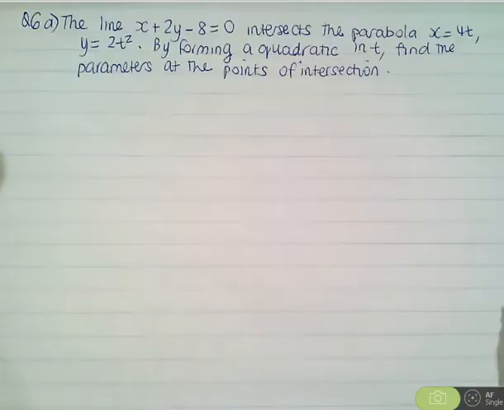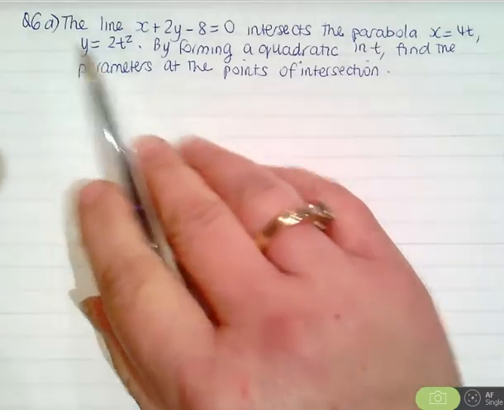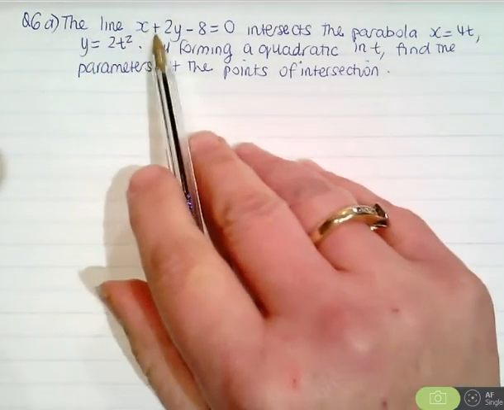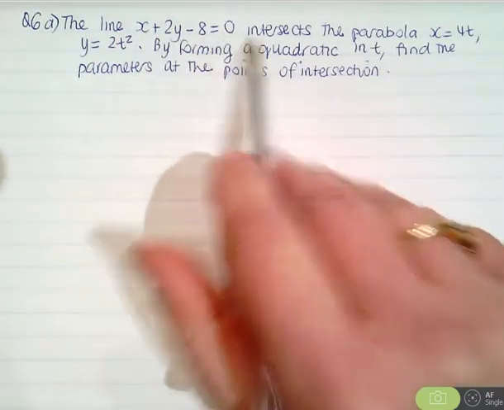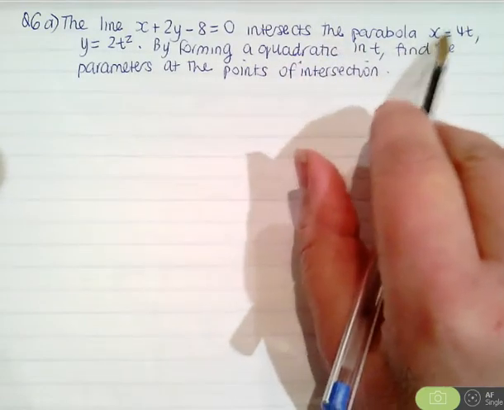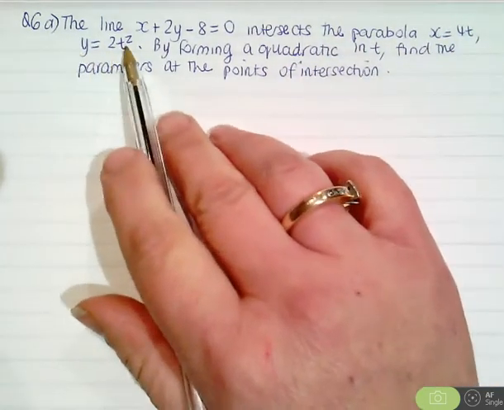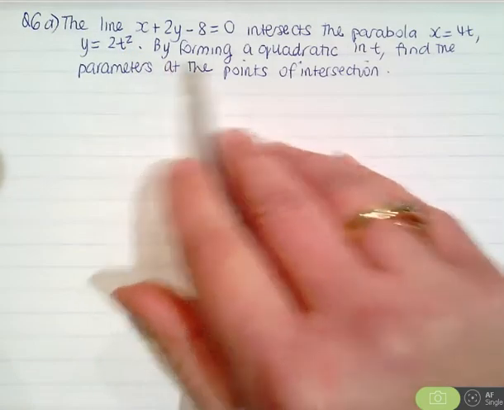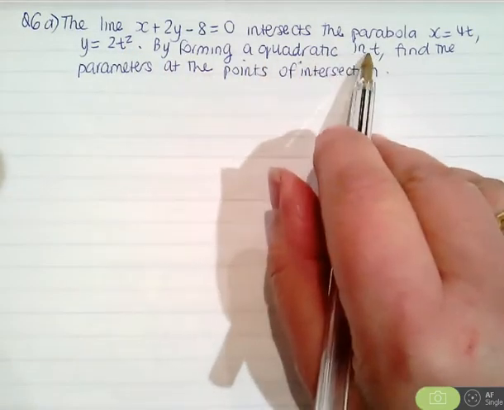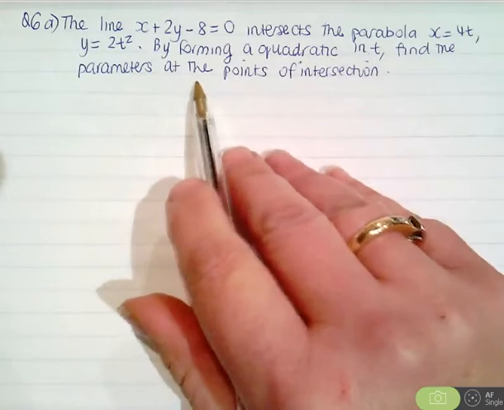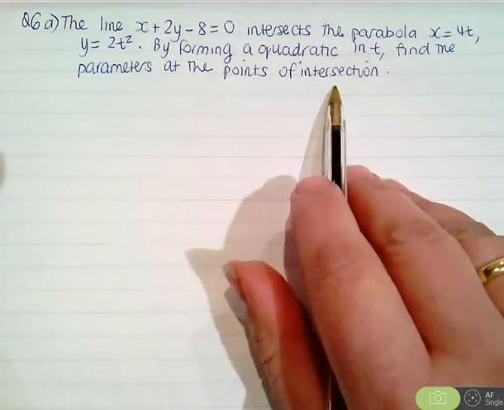Okay, this is question 6a from worksheet 9e, chords of a parabola. The question is, the line x plus 2y minus 8 equals 0 intersects the parabola x equals 4t, y equals 2t squared. By forming a quadratic in t, find the parameters at the points of intersection.